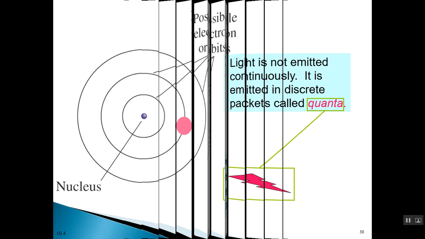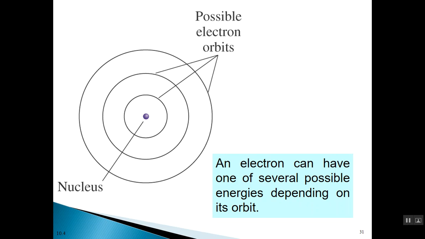Of course, an electron can have one of several possible energies depending on the orbit it is located. So, as I said before, the orbit that is third from the nucleus is called the n equal 3 orbit. That's called the n equal 2 orbit, and this one is called the n equal 1. And of course, they can go higher up to infinity.